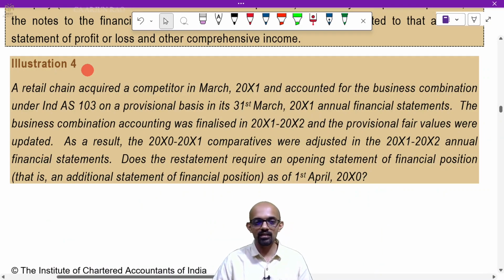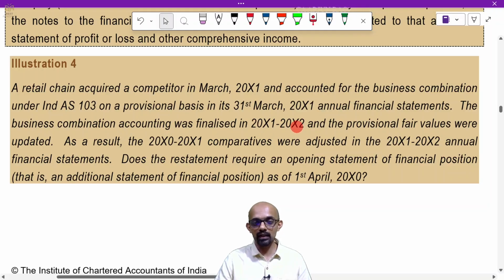Now, let us discuss illustration 4 from the study material. So, retail chain acquired a competitor in March 2011. Okay, remember the year is 11, and it accounted for the business combination under Ind AS 103 on provisional basis in its 31st March 2011 annual financial statements. Business combination accounting was finalized in 11/12. Provisional fair values were updated. So, 31st March 11 provisional basis, next financial year the values were finalized.